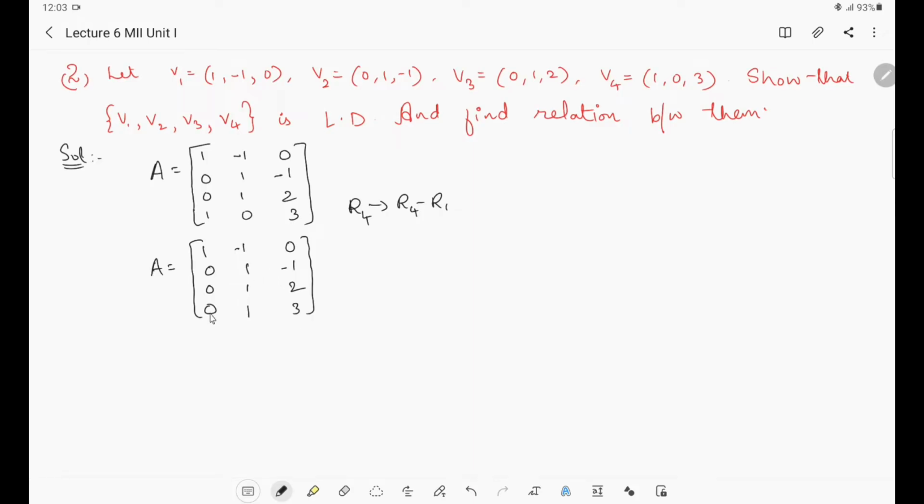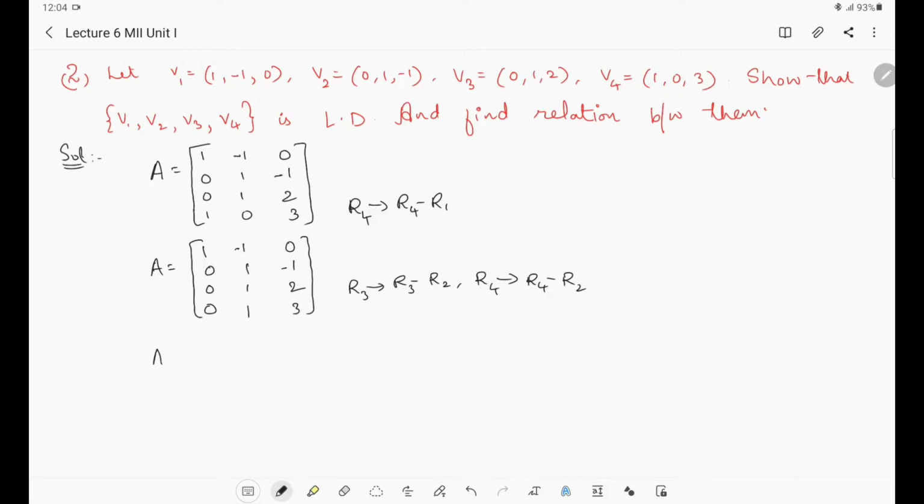So after making these 3 entries 0, now go for this. When we try to make this entry 0, we will get a non-zero row here. So that is why instead of making this 0, we try to make this 0 by using this, right? So this row minus this row, then this row minus this row. So R3 should be replaced with R3 minus R2, and R4 should be replaced with R4 minus R2, right?